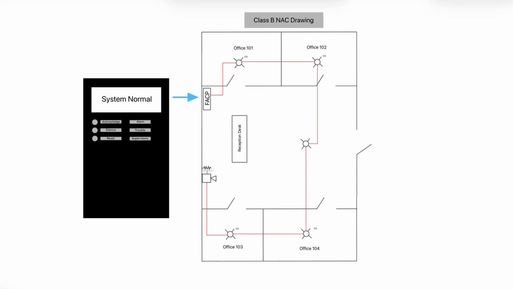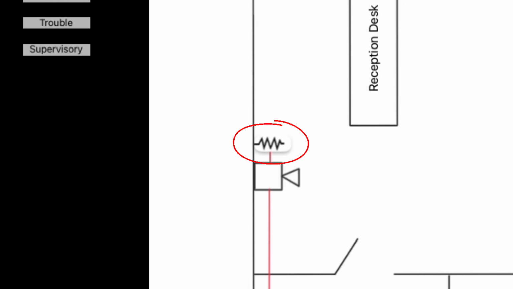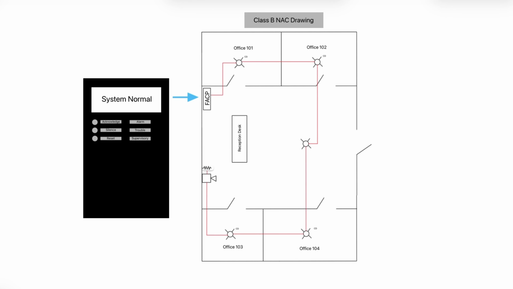How can we be assured that if there is a fire, the NAC circuit will sound the horns, strobes, or speakers to notify, protect, and evacuate the occupants? The answer is with a resistor. It's important to know that, but more importantly, let's also talk about how that works.